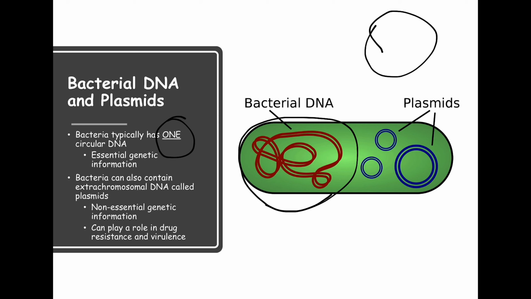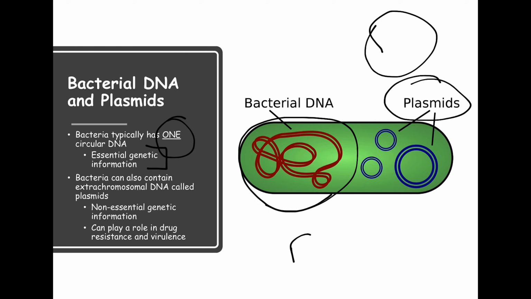Now, the one chromosome that they have encodes important genetic information. So everything they need to survive is found on that chromosome. However, bacteria also have extra pieces of chromosome called plasmids. There are different types of plasmids. They do not encode anything really essential for life, but they can encode other things like drug resistance, like antibiotic resistance. We call those types of plasmids R plasmids, R for resistance.